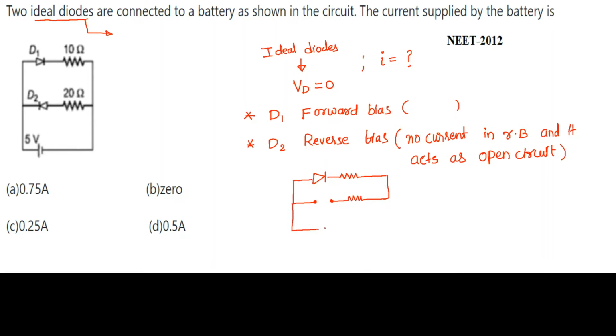And this is the voltage applied. How much is the voltage? 5 volts is the voltage I have applied. Here resistance is 20 ohms, and here resistance is 10 ohms. And this is diode D1.